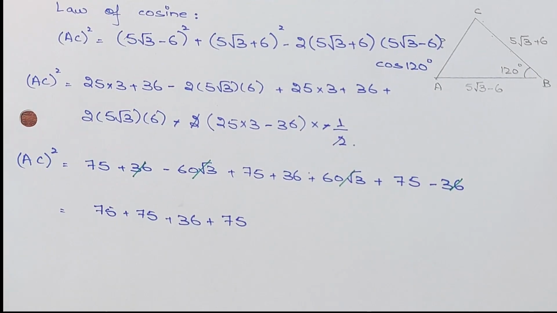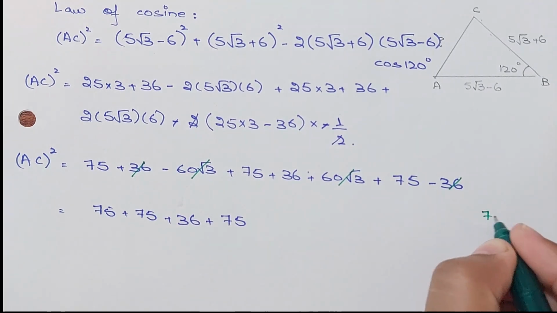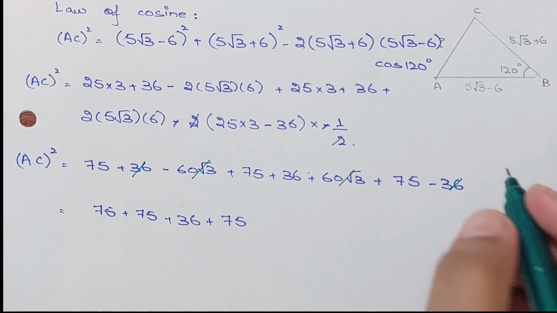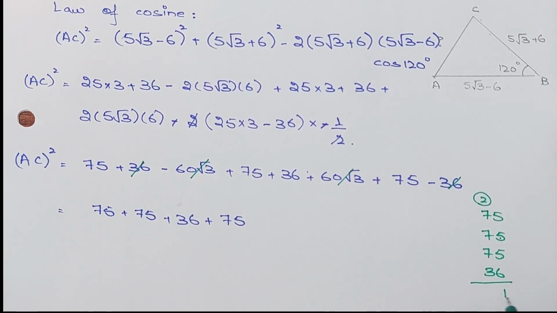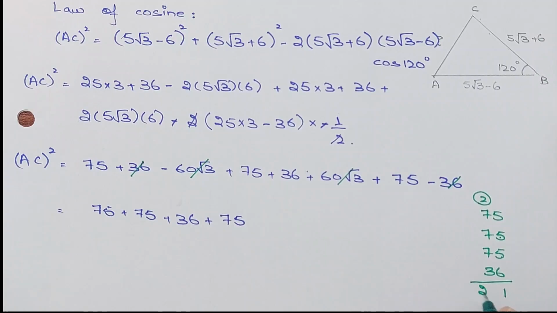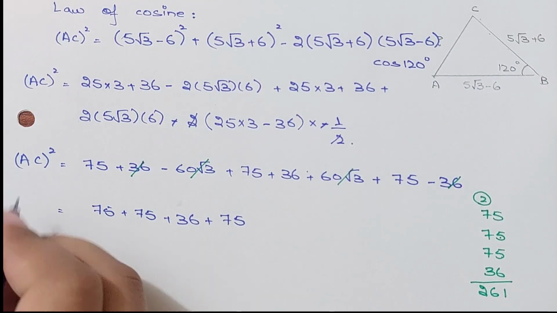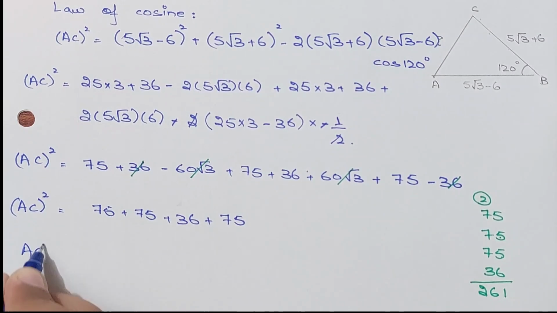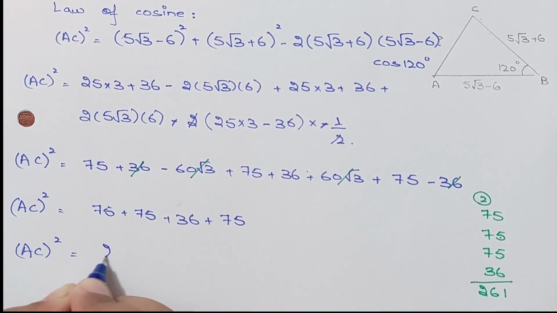Okay, let me add them up. 75, 75 and 75, and then with 36. 5 plus 5 is 10, 10 plus 5 is 15, 15 plus 5 is 20, and plus 1 is 21. 7 plus 7 is 14, 21, 22, 23, 24, 25, 26, so 261. So this is AC square, right? So AC square equals 261.